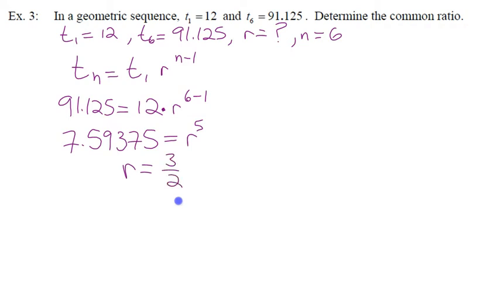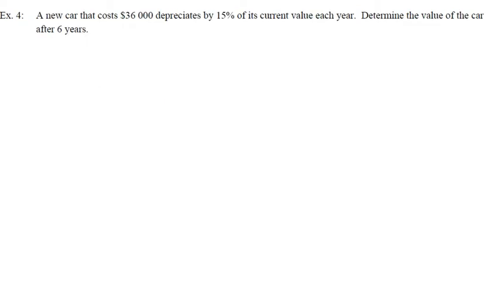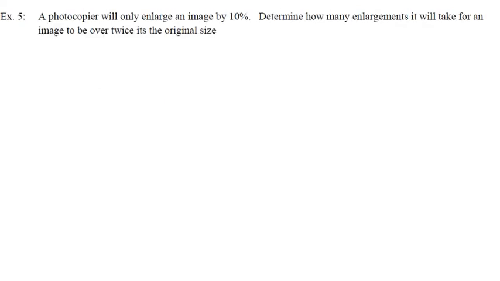If you put 1.5, that's perfectly acceptable. It's a terminating decimal. Not a big deal. And they gave this as 91.125 and not as 729 over 8 or something like that, so 1.5 would be acceptable. What else is there?